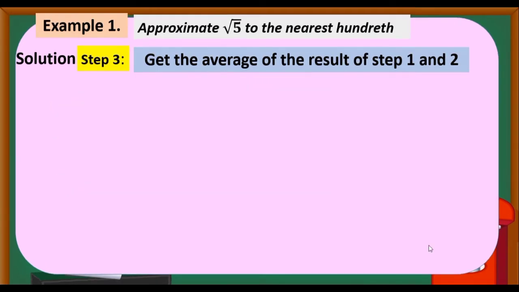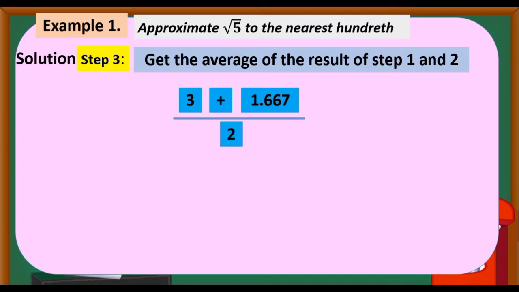So, let us now have step 3. Get the average of the result of step 1 and step 2. What was our answer in step 1? Yes, that is positive 3. Then we add it to our answer in step 2, that is 1.667. Since we are getting the average, we divide this by 2. So, 3 plus 1.667 is 4.667. Divided by 2, the answer is 2.334. That is our answer in step 3.